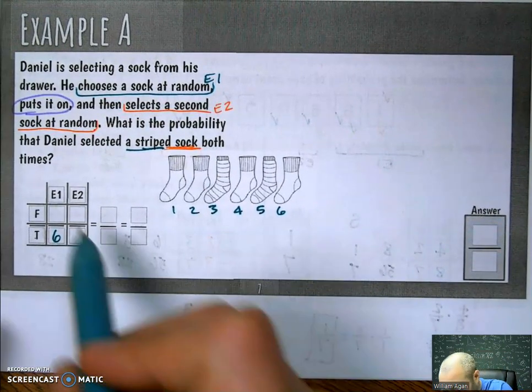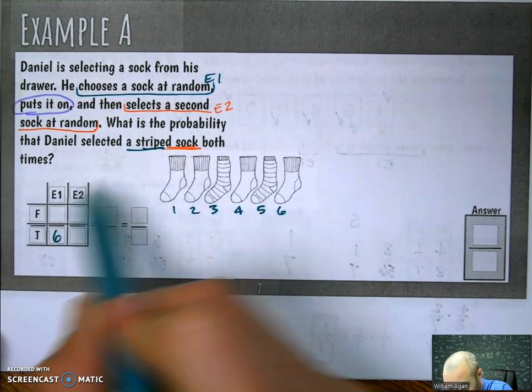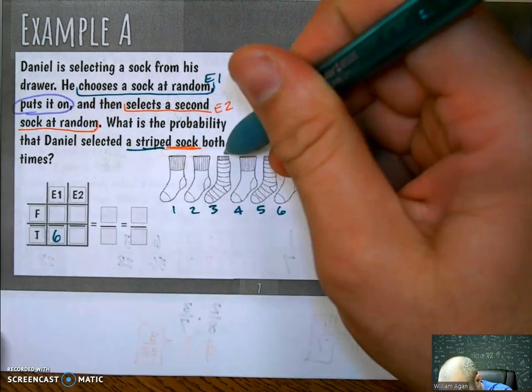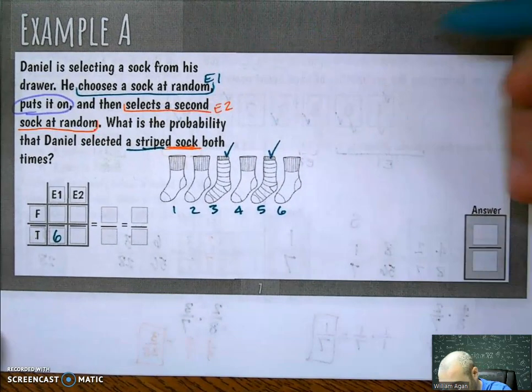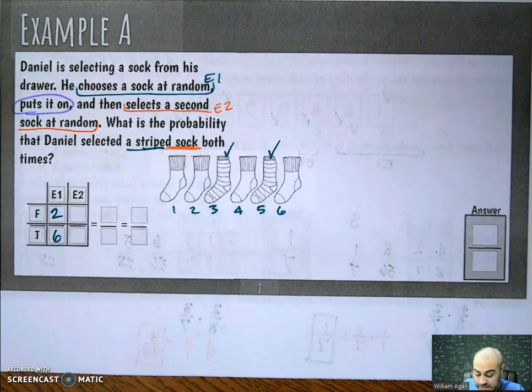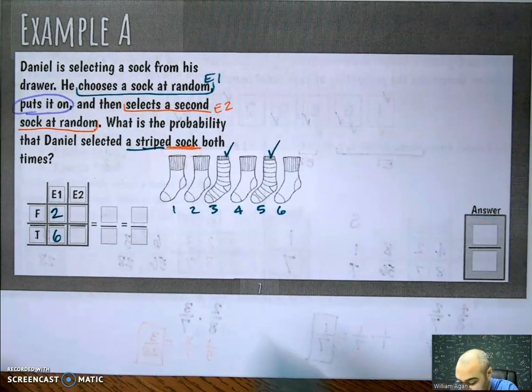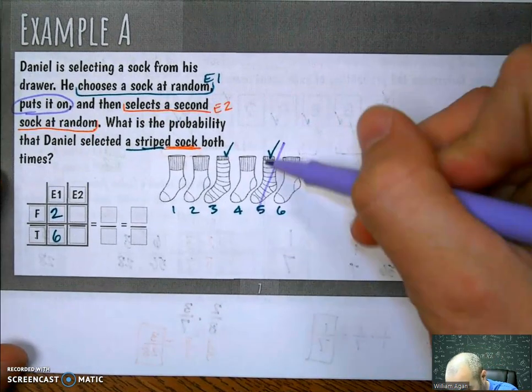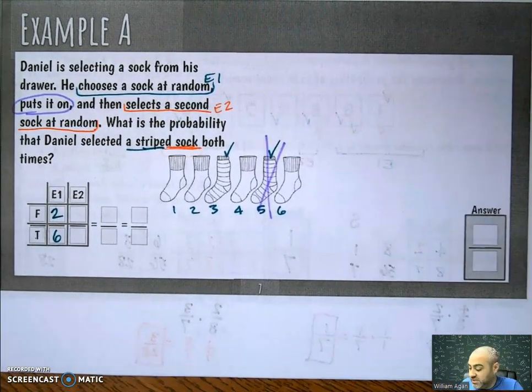Alright, so event 1, favorable. He wants a striped sock. How many striped socks are there? Here's one, and here's one. So that is 2 favorable outcomes. And he puts it on. That means that one of these socks is now gone. Oh, it's on his foot. It's not in the drawer anymore.